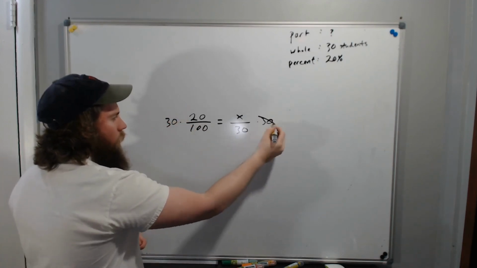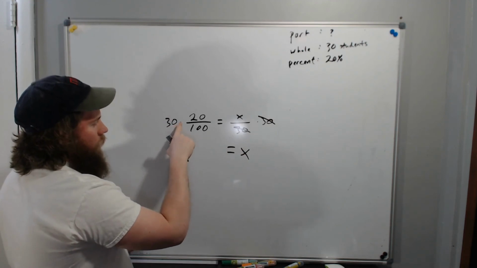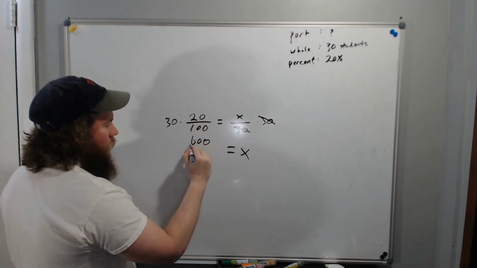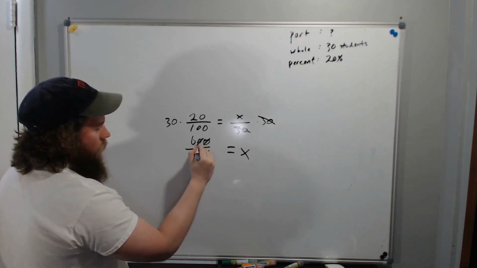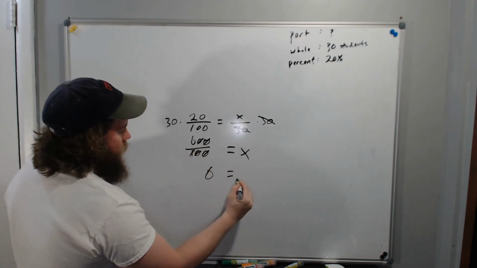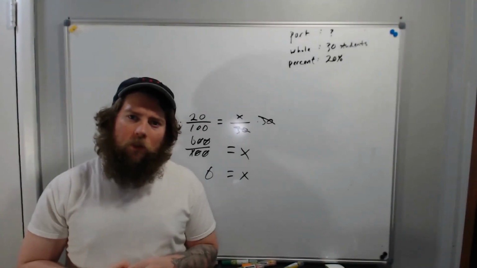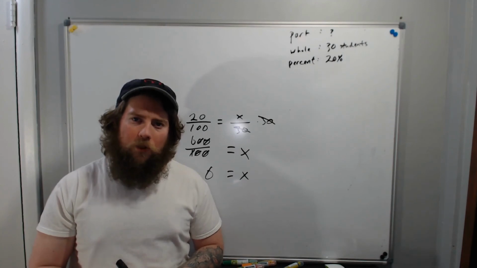Okay. 30 cancels with 30. We get 30 times 20, so that's going to give us 600 over 100. We can cancel out those zeros and those zeros. We get 6 over 1, so we just get that x equals 6. Alright, so now I want you guys to pause the video and give exercise 1 a try.